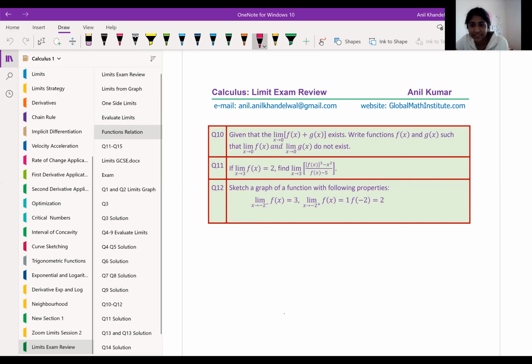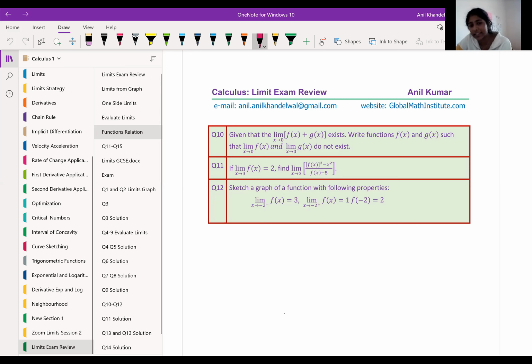Perfect. Now let's try to understand the concepts of limits and answer this particular question. It is saying a very simple thing. Given that the limit of f of x plus g of x, that means the sum of two different functions, exists. So the limit, when you add the two functions, exists. However, it says write functions f of x and g of x such that the limit of f of x and the limit of g of x as x approaches 0 do not exist. So individually, the limits of these functions do not exist, but when you add them up, then it exists. Now can you answer the question?